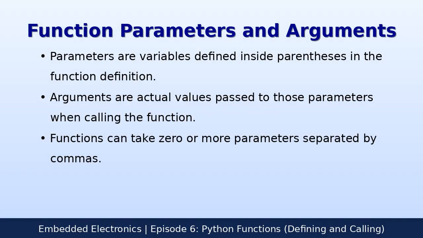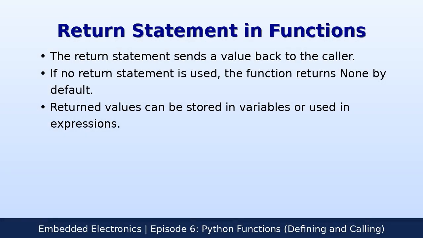Functions can accept parameters to receive input values. The values passed while calling them are called arguments. The return statement sends a result from a function back to the caller. After return executes, the function stops and the returned value can be used elsewhere.